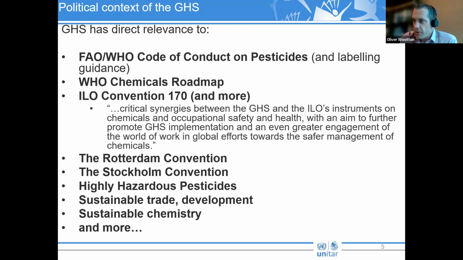So there we have the direct relevance to the FAO-WHO Code of Conduct on Pesticides. It's noted in the WHO Chemicals Roadmap. ILO Convention 170 is very specific on classification and labeling. There are elements in the Rotterdam Convention and Stockholm Convention as well, and these are referenced in our legislation guide that will be noted later. Highly hazardous pesticides, and further elements of sustainable trade development and chemistry.